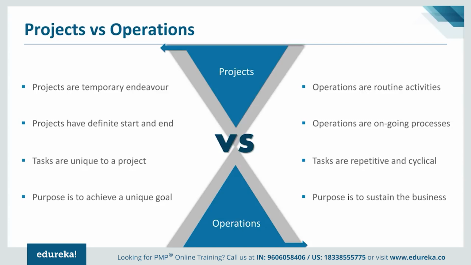However, if you look at the operation activities, they are completely different. The operation activities are more routine in nature. Those are more ongoing activities and processes that need to be performed. And mostly they are repetitive, they are cyclical. You will have to perform those activities maybe every week or every month or every year. Those are cyclical activities. And the whole objective of doing the operational activities is to sustain in the market, to sustain the business.